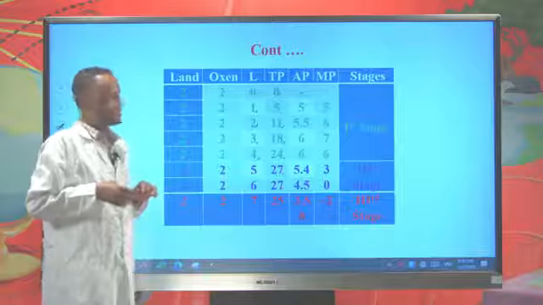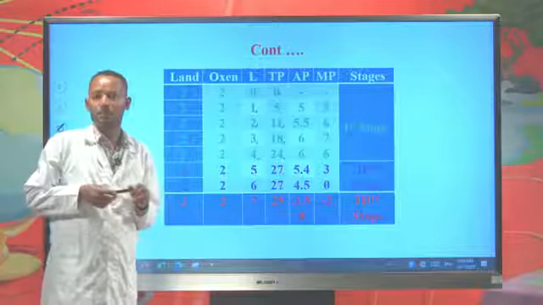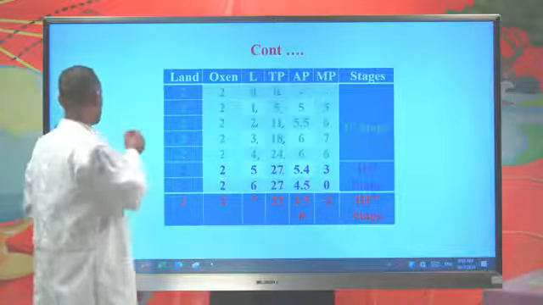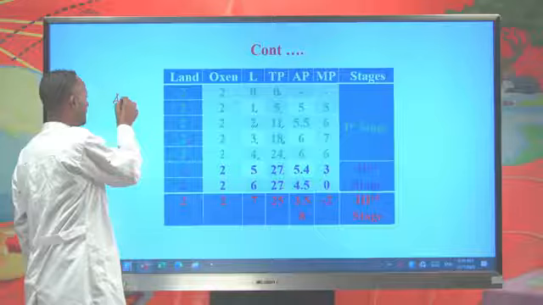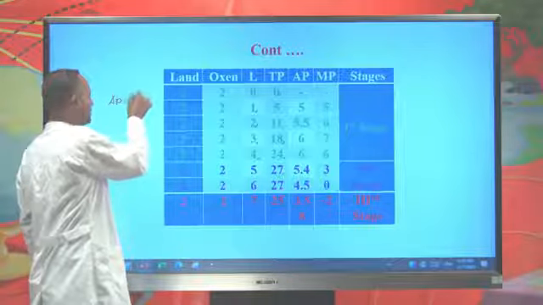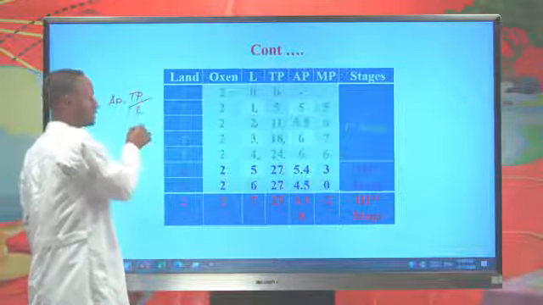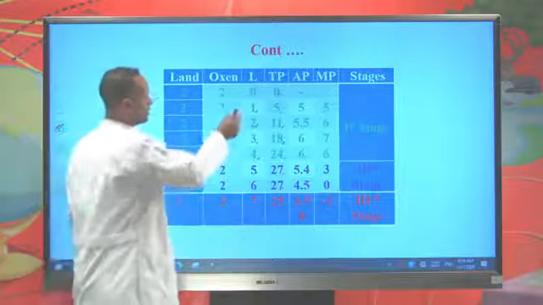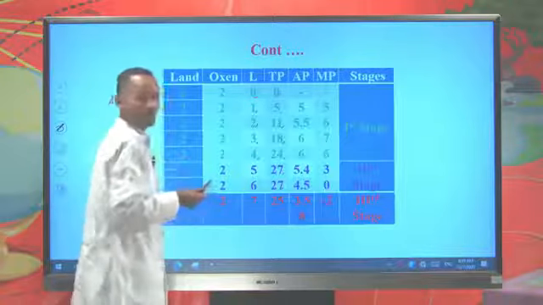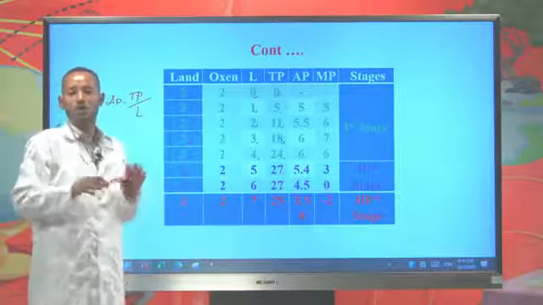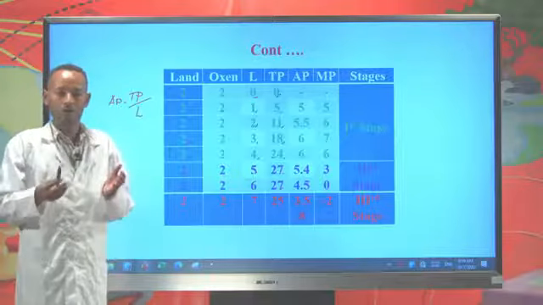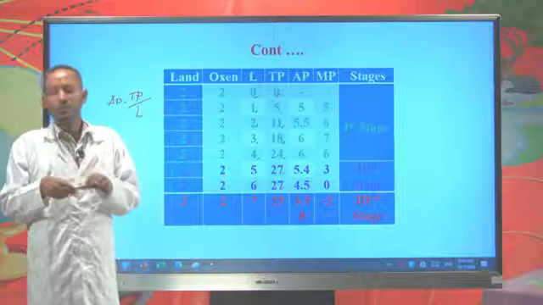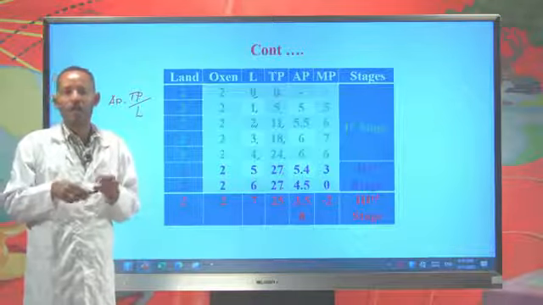Now, let's see the average product of the variable input labor and the marginal product of the variable input labor. Mathematically, the average product of the variable input labor is calculated by dividing the total product by the amount of the variable input labor employed. The total product at 0 units of labor is 0. This means without employment of the variable input, there is no output. Even though we do have the land, oxen, fertilizer, and seed, without labor, we cannot produce any amount of wheat.